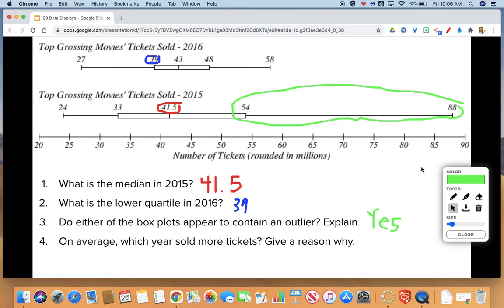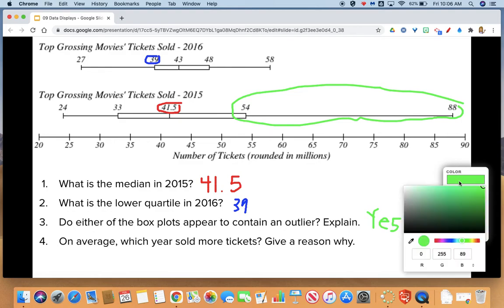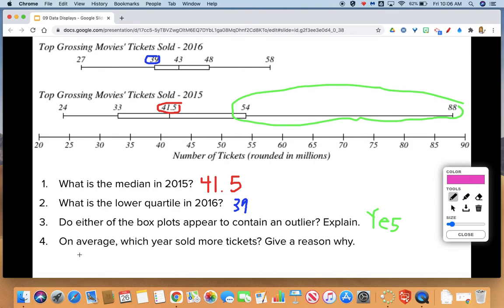On average, which year sold more tickets? Give a reason why. We talked about best averages in our landmarks unit. What are the three landmarks that we can use as an average? Mean, median, or mode. Which of those landmarks can you see on these box plots? Can you see the mean? No. Can you see the median? Yes. That's the middle line in your box. Can you see the mode? No. The only average landmark that you can see is the median.